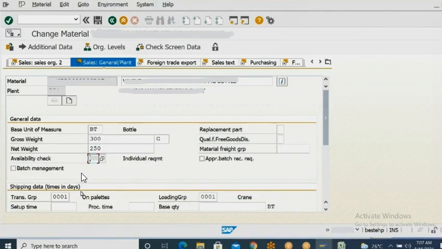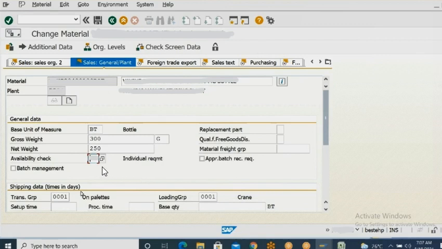Next, in sales general plant we have availability check. This field controls how the sales order quantity should be updated into MRP. MRP means materials requirement planning. Here in standard we maintain 01 and 02. 01 means daily requirements and 02 means individual requirements.